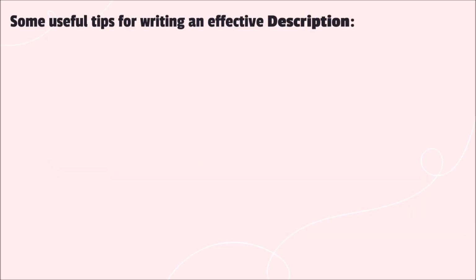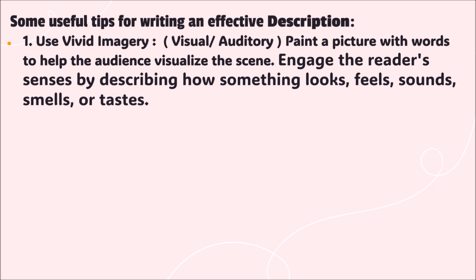So now let's see some useful tips for writing an effective description. The first idea is use vivid imagery, so maybe visual or auditory. What you have to do is paint a picture with words to help the audience visualize the scene. And you have to engage the reader's senses by describing how something looks or feels or sounds or smells or tastes.